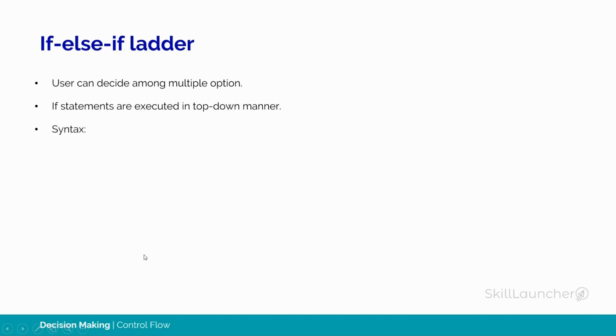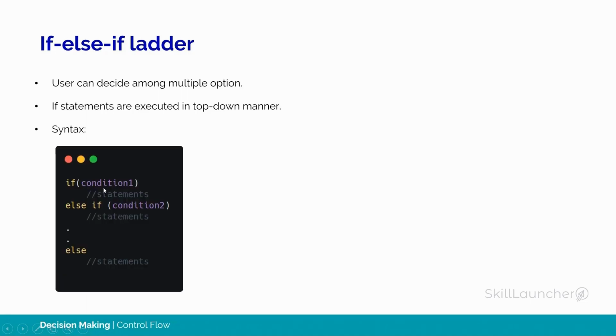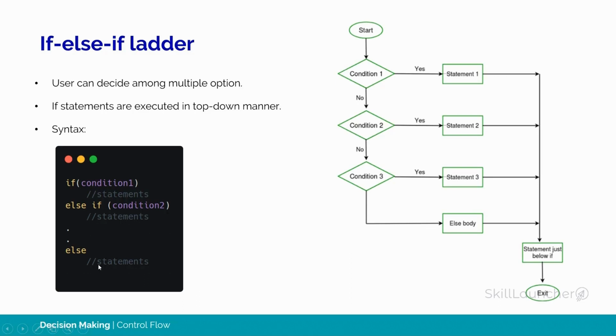Let us look at the syntax. If condition 1 happens to be true, then this block associated with the if statement will be executed, and the rest of the else if ladder, that is this condition 2 and else, will be bypassed directly. Now if condition 1 happens to be false, then it will check condition 2. If condition 2 happens to be true, then the corresponding block of statements will be executed and the rest of the else if ladder will be bypassed. But if none of the conditions is satisfied, then the final else statement will be executed. Have a look at this flowchart. You will get it more clear.